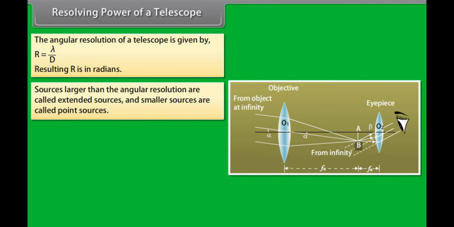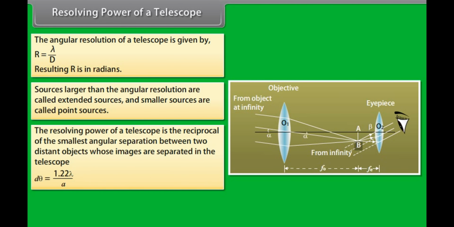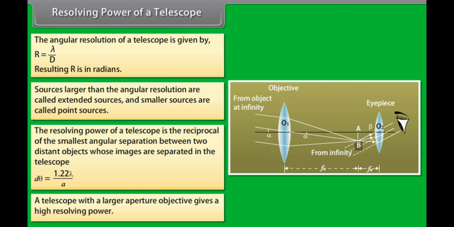Sources larger than the angular resolution are called extended sources and smaller sources are called point sources. The resolving power of a telescope is the reciprocal of the smallest angular separation between two distant objects whose images are separated in the telescope. dθ is equal to 1.22 λ divided by A. A telescope with a larger aperture objective gives a high resolving power.